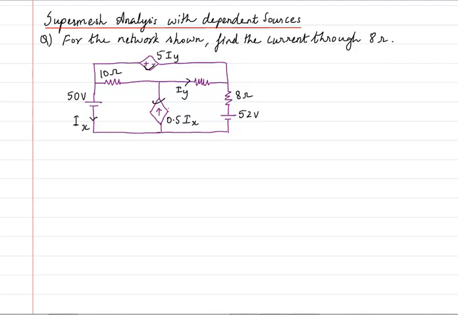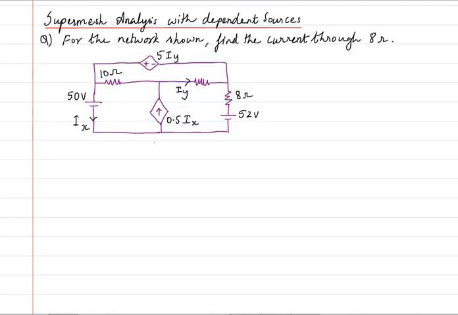Now for a mesh analysis, it does not matter if we are having a voltage source, as we are having this independent 50 volt, this dependent source and this independent 52-volt source. The problem here is this 0.5 Ix current source, because this current source is getting shared between two meshes, this and this one. And so we are having the case of a super mesh here.